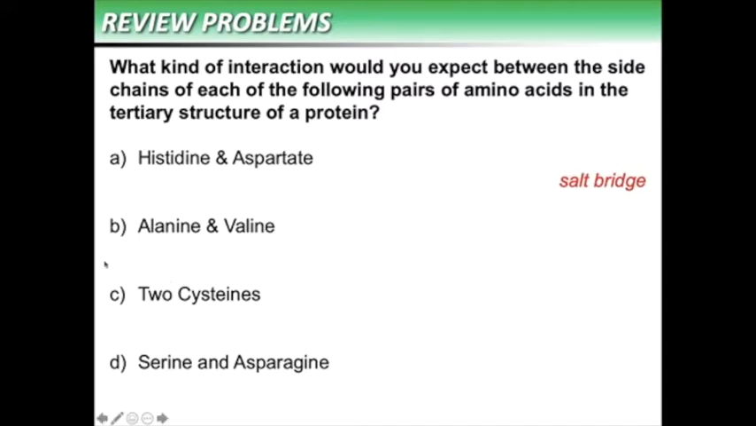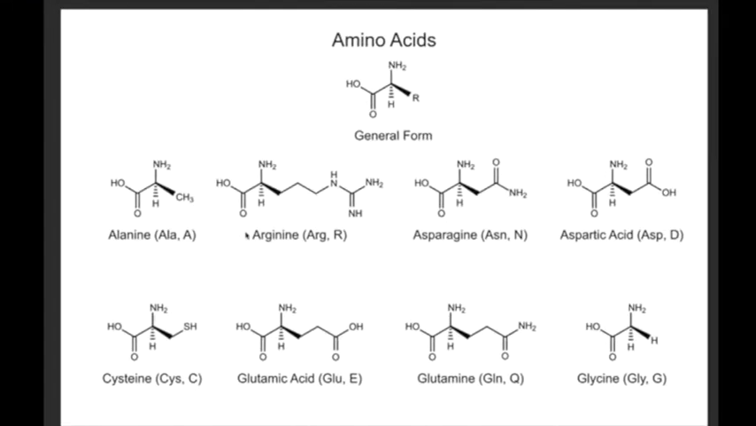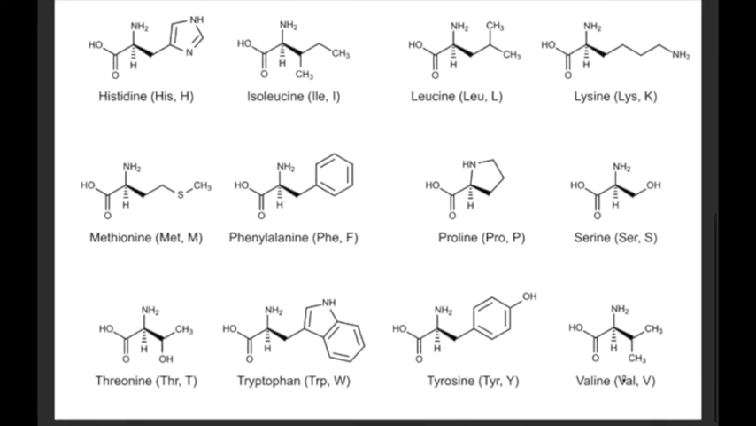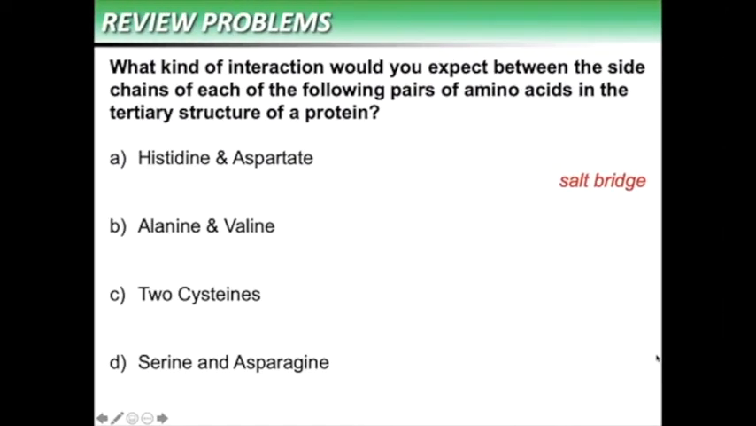Our next one here, alanine and valine. Recall that alanine, side chain is just simply a CH3. Valine, we've seen a couple of times now. Its side chain is an isopropyl group, all alkane all the time. These guys are going to give you nonpolar interactions and probably end up in the center of your protein.